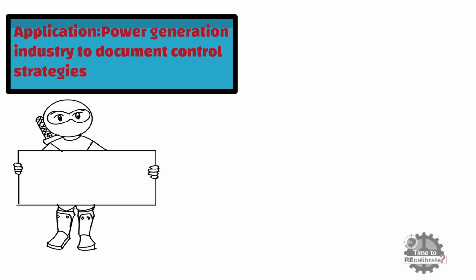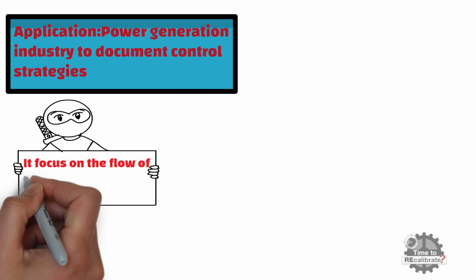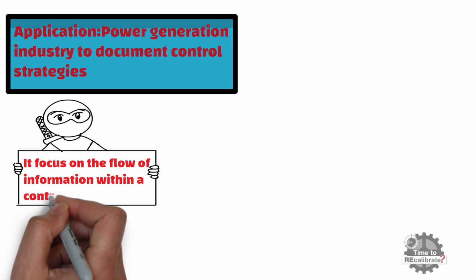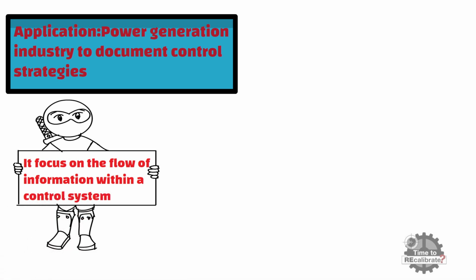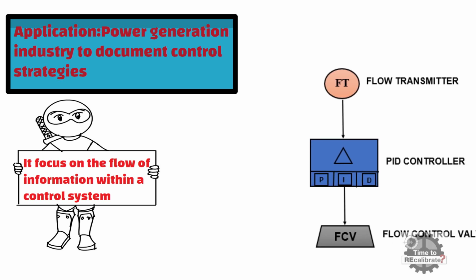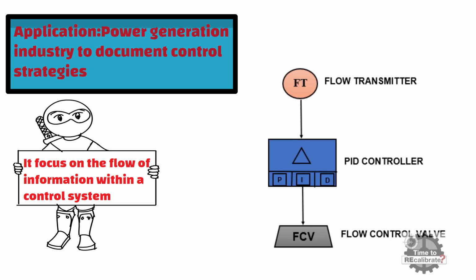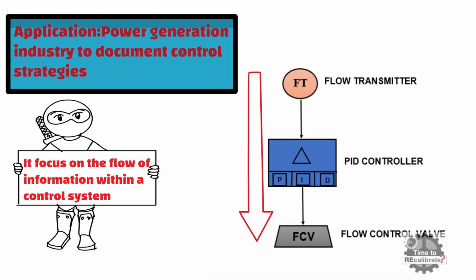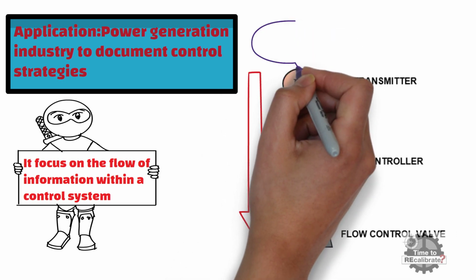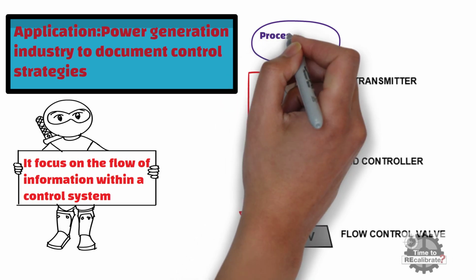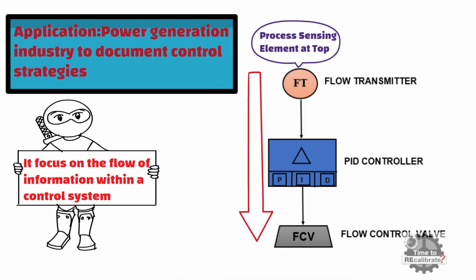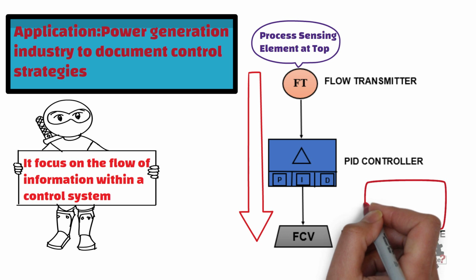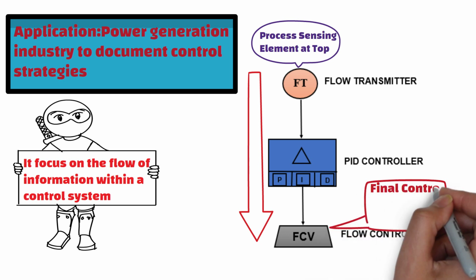Functional diagrams focus on the flow of information within a control system rather than on the process piping or instrument interconnections such as wires, tubes, etc. As you can see from the sample diagram, the general flow of a functional diagram is top to bottom. In other words, the process sensing instrument or transmitter is located at the top, and the final control element such as a valve or variable speed motor is located at the bottom.